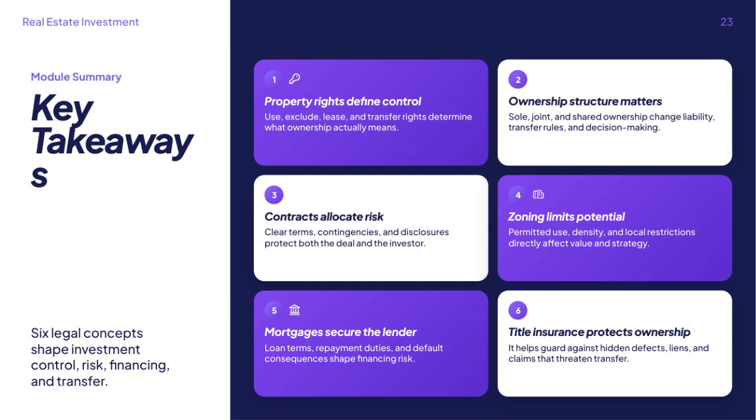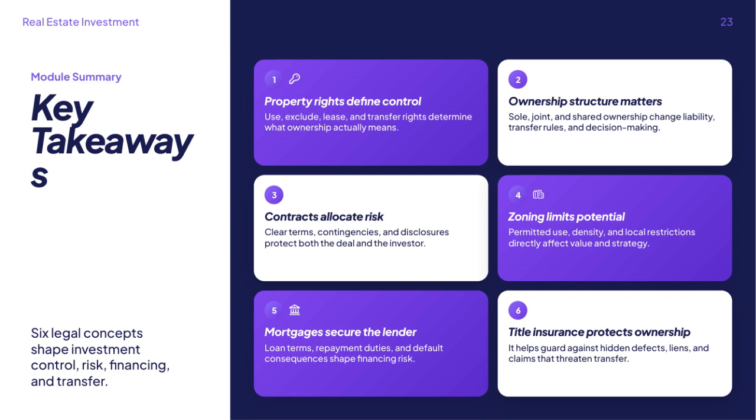Second, the ownership structure matters a lot. Whether you hold property as a sole owner, joint owners, or shared owners influences liability, how transfer rules apply, and how decisions get made. Third, contracts are crucial for allocating risk. Well-drafted contracts with clear terms and contingencies, along with full disclosures, protect both the parties involved in the deal and the investor's interests.